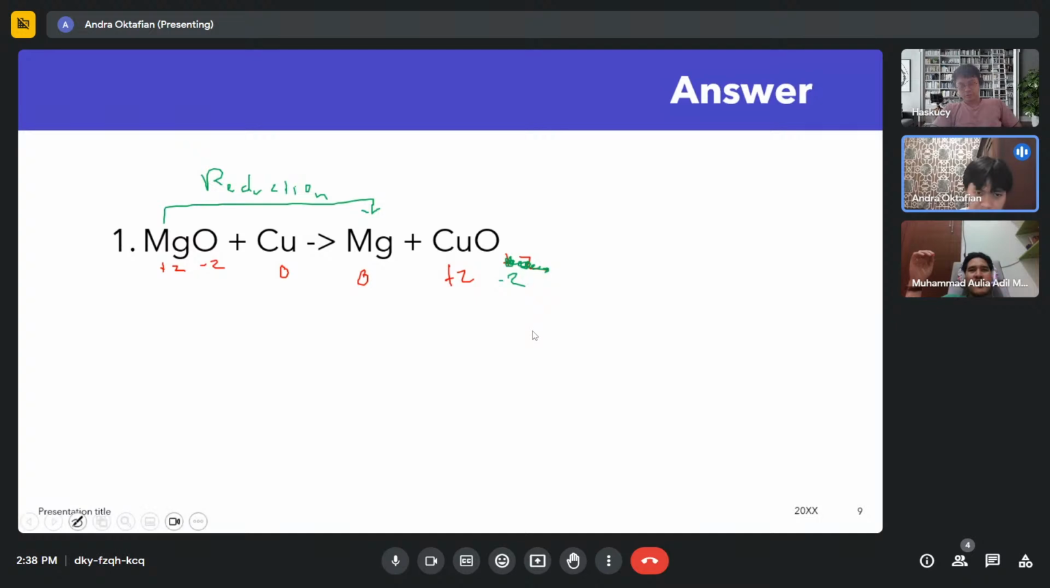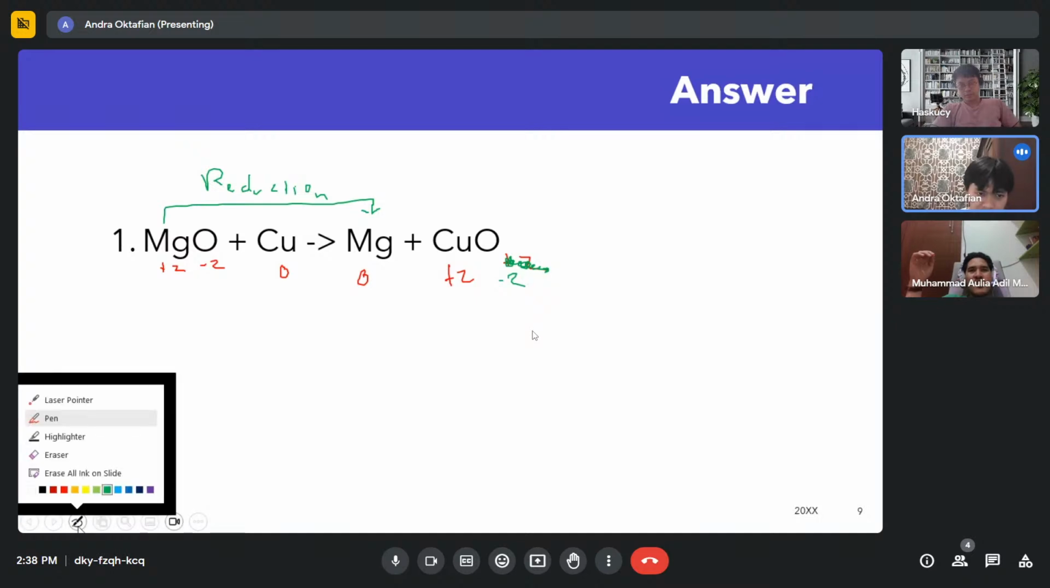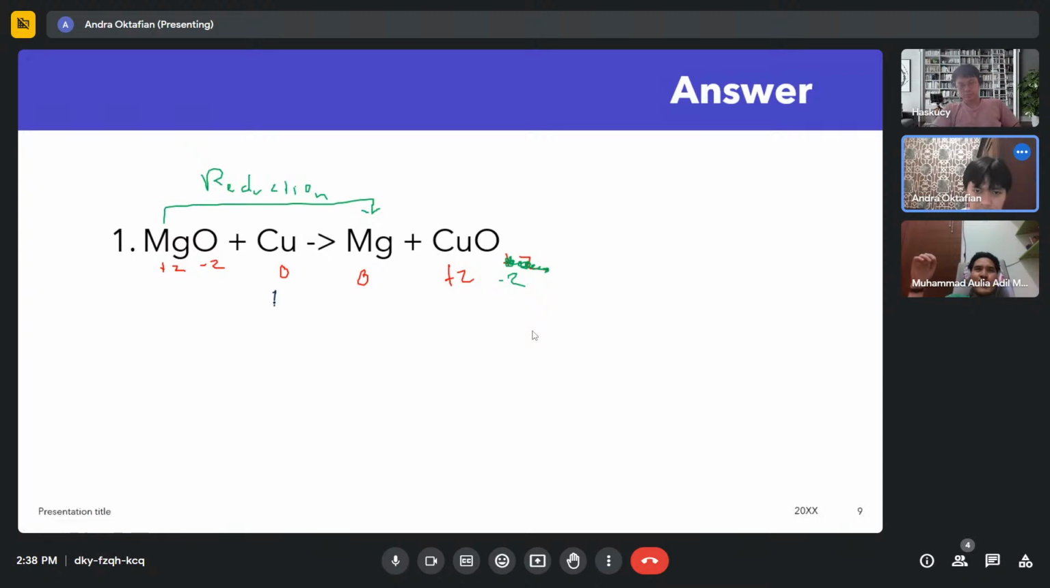On the other hand, when it comes to copper, it should be oxidation. Yes, you are very true, Randy. Why? Because the oxidation number state is increased here. Oxidation. All right, jump to the next.